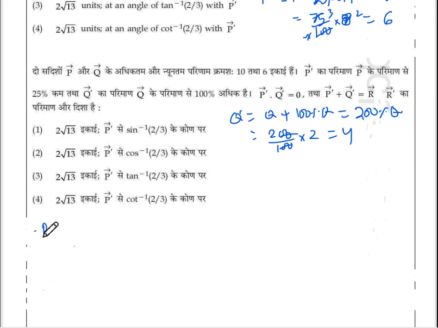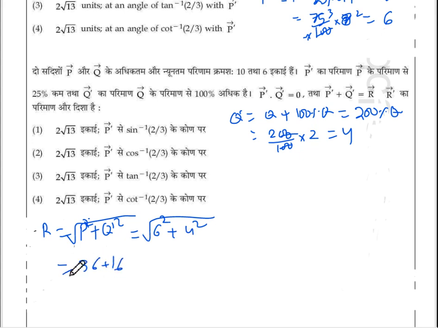So resultant R will become simply the square root of P dash square plus Q dash square, because the angle is 90 degree. So P dash is 6 square plus Q dash is 4 square, root over, which is simply 36 plus 16 root over, which if you calculate is root 52. So 52 I can break like 2 root over 13. Okay, so it is the answer resultant, and you have to find its angle.